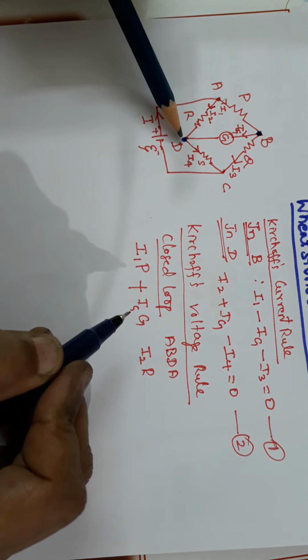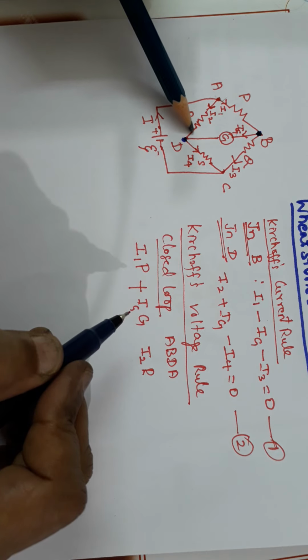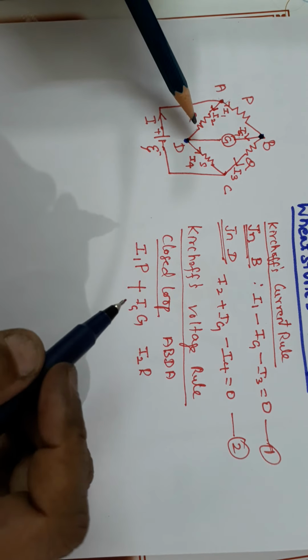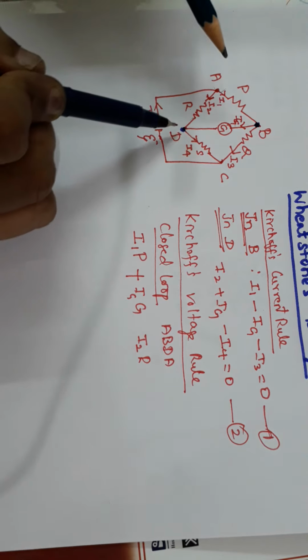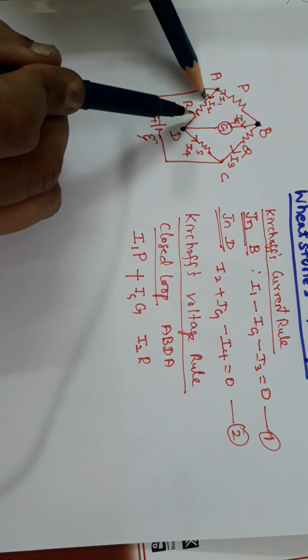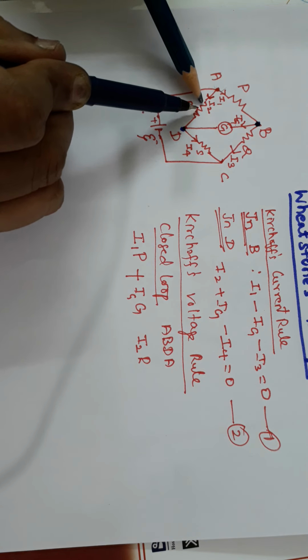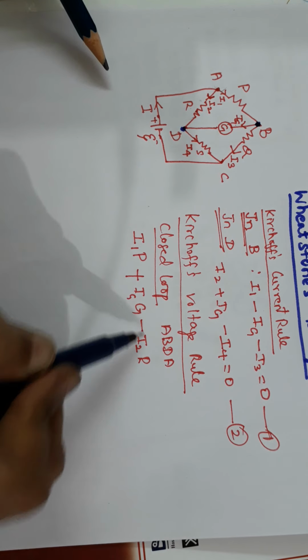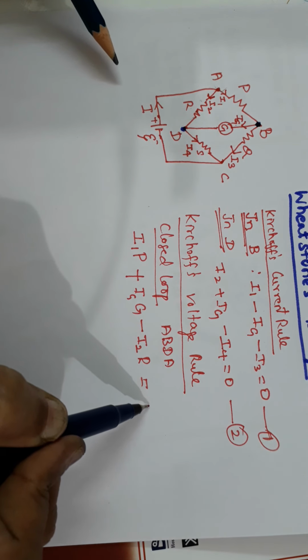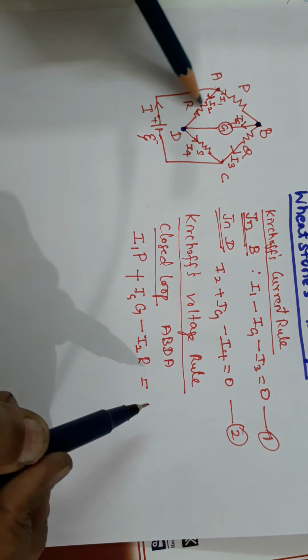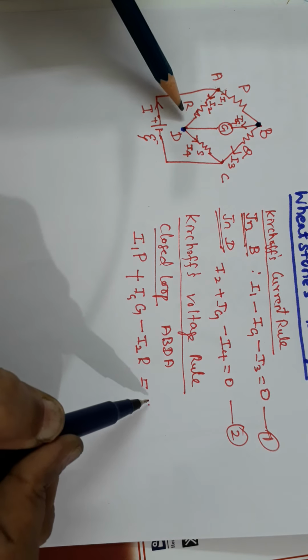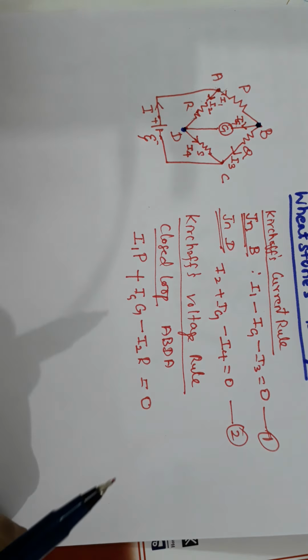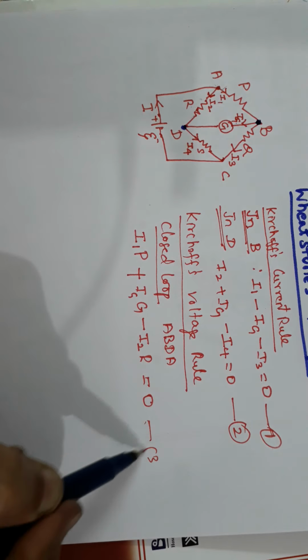Now if you walk along this path, what happens? Children, if you walk along this path, the arrow mark is coming this way, so you are against it, right? So put a minus term for this. That is equal to, there is no cell in this ABD, the battery is elsewhere, so EMF is 0, put 0. Okay, so let it be equation 3.